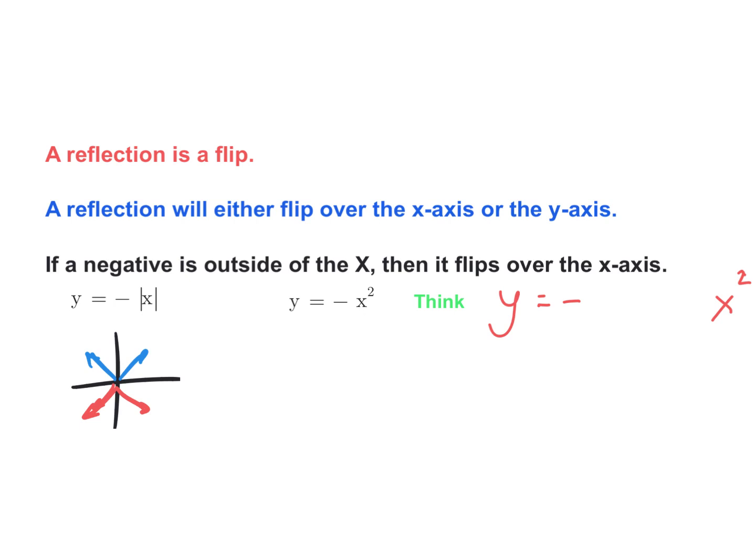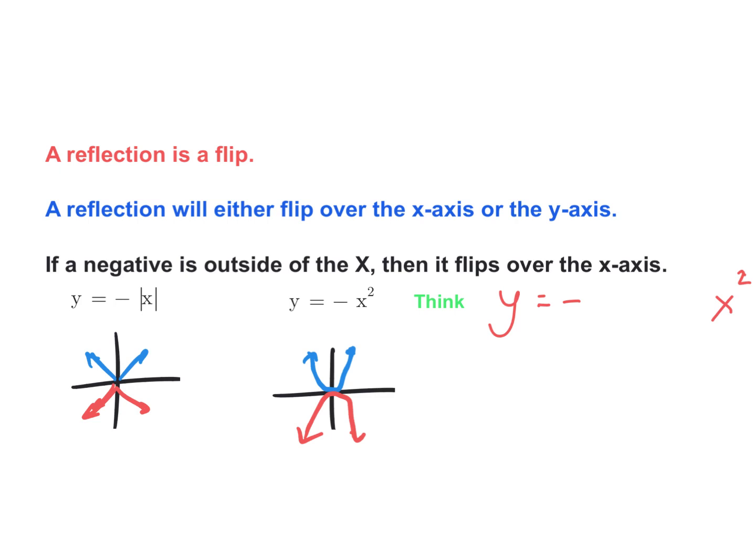Over here, the same idea. My parent function is a parabola. It looks something like that. Because of that minus on the outside, it's going to flip it over the x-axis. It's going to look like that. Again, in your homework today, you only have to graph the transformation. But if you want to picture these in your mind and think, what is that negative on the outside going to do? You can get a good picture, because you should know that it's going to flip over the x-axis.